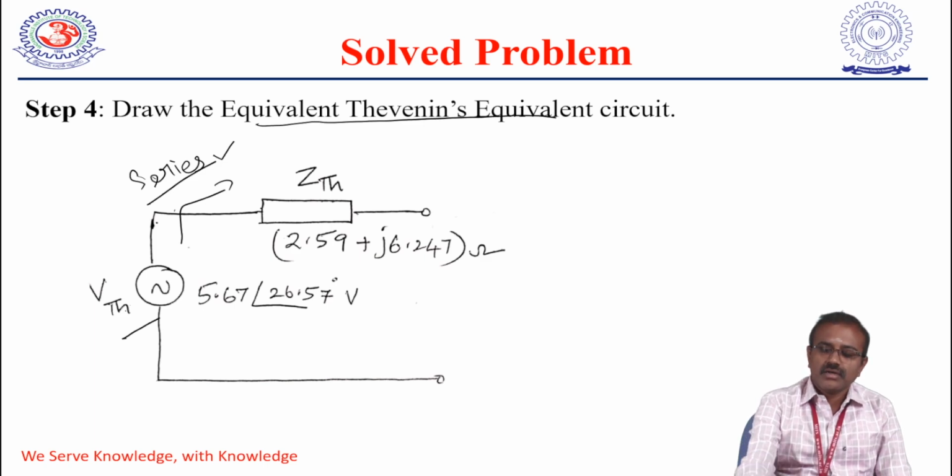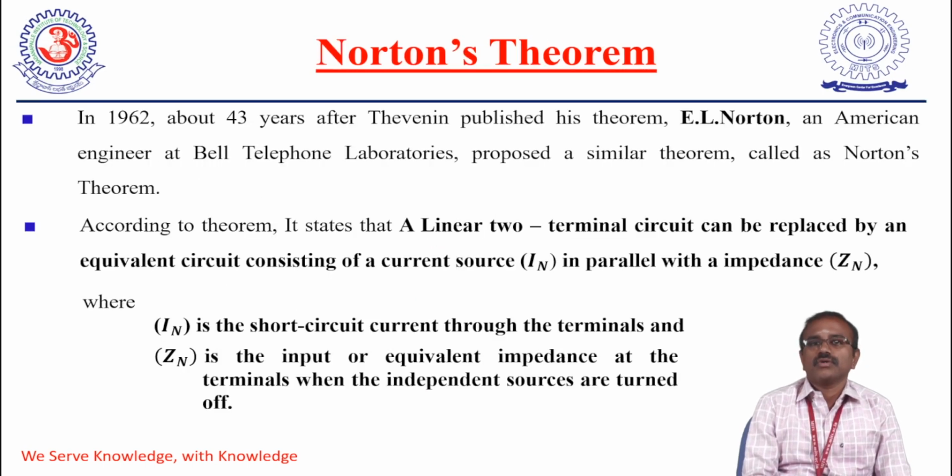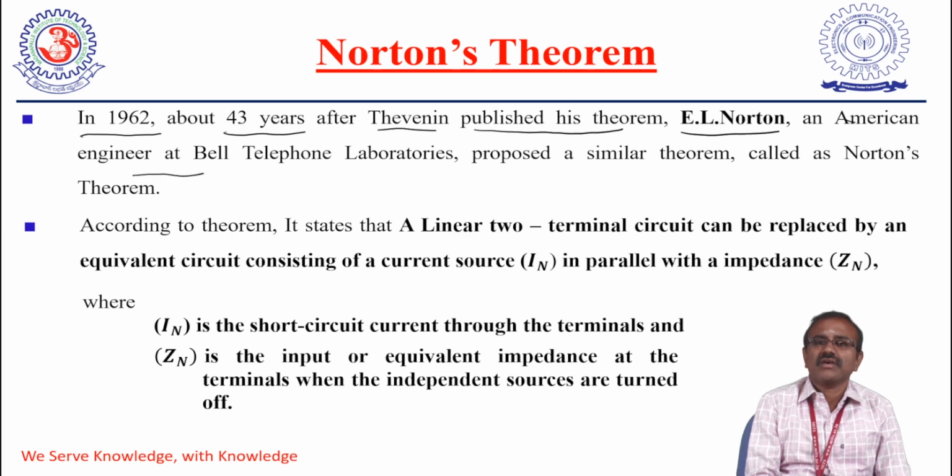Next, we will discuss Norton's theorem. Previously, one of the scientists, Leon Thevenin, found Thevenin's theorem. Then in 1962, about 43 years after Thevenin's theorem, a theorem was published by E.L. Norton, one of the scientists. E.L. Norton, an American engineer, worked at Bell Telephone Laboratories. He proposed a similar theorem, named Norton's theorem.